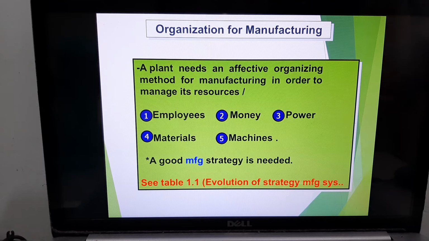The next thing, organization for manufacturing. A plant needs an effective organizing method for manufacturing in order to manage its resources. In order for a plant to organize its manufacturing, it needs the right amount of employees, money. You need sufficient money. If you do not have money, don't think of setting up a manufacturing plant. You need manpower. You need materials, the right amount of raw materials. You need machines. So a good manufacturing strategy is needed.